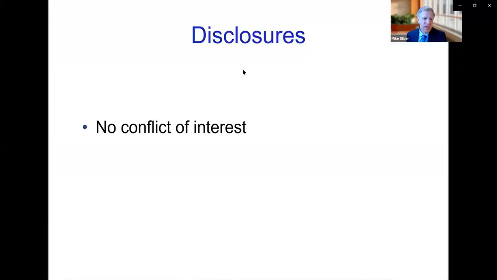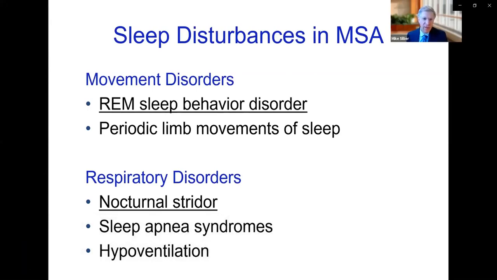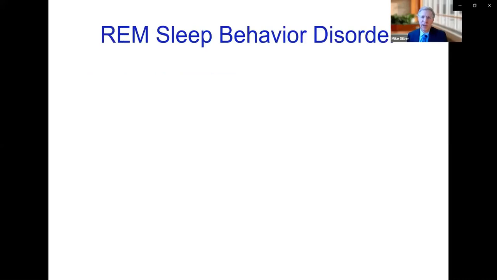So I have no disclosures, no conflict of interest. What I'm going to be talking with you about today is two groups of sleep disorders. The first are disorders of movement, excessive movement during the night. And we're going to spend most of the time talking about REM sleep behavior disorder, but I will mention in the end periodic movements of sleep as well. And then in the second part of this talk, I'm going to move over to the other characteristic sleep disturbances in MSA, which are disorders of breathing or respiration. And again, we're going to spend most of the time talking about nocturnal stridor, but I will also mention sleep apnea and hyperventilation. So let's start off with REM sleep behavior disorder.